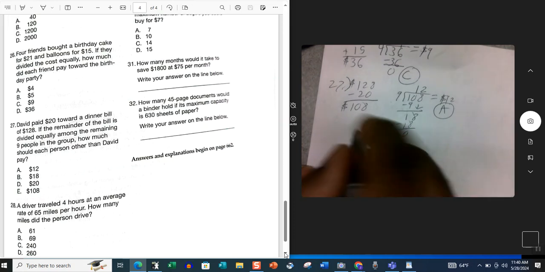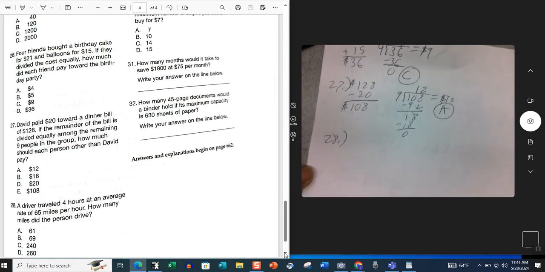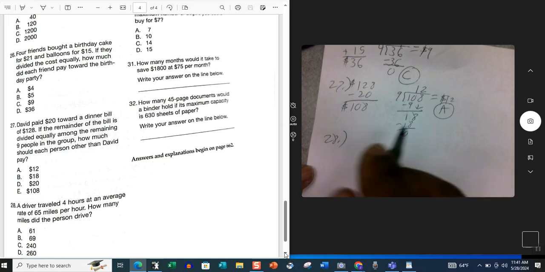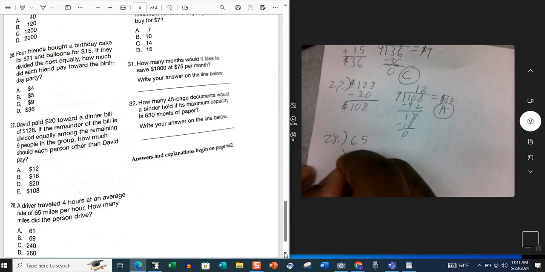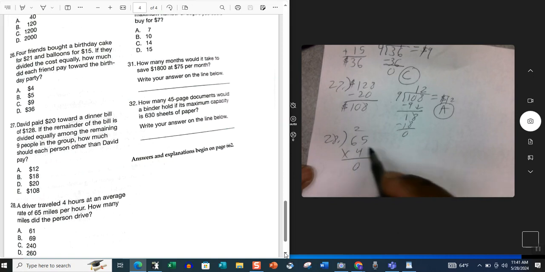All right, problem 28. It says a driver traveled 4 hours at an average rate of 65 miles per hour. How many miles did the person drive? So we'll take 65 times 4. 4 times 5 is 20. Bring down your 0, carry your 2. 4 times 6 is 24, plus 2 is 26. So your answer here would be D, which is 260.